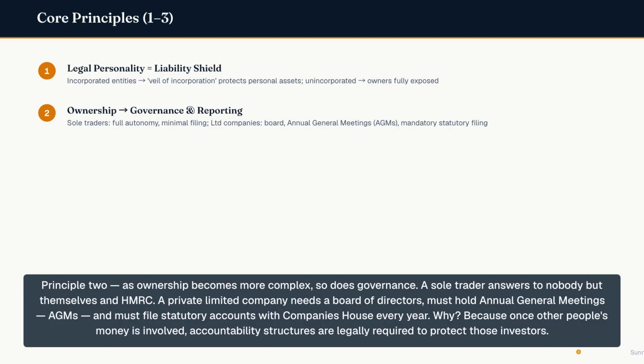Principle 2. As ownership becomes more complex, so does governance. A sole trader answers to nobody but themselves and HMRC. A private limited company needs a board of directors, must hold annual general meetings, AGMs, and must file statutory accounts with Companies House every year. Why? Because once other people's money is involved, accountability structures are legally required to protect those investors.